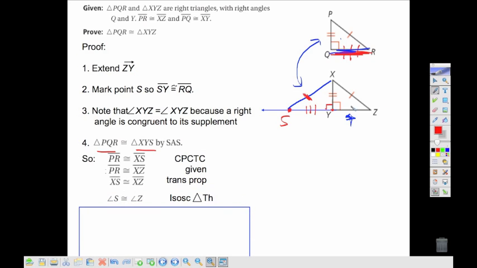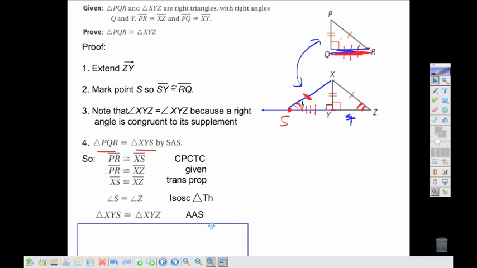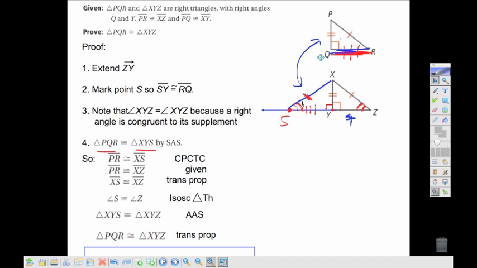Our next step then, we look at the base angles here. Right now we still just have two sides and an angle here, but now we're getting another angle here, because we can say that these two are congruent because I now have an isosceles triangle. So they're saying S is congruent to Z because of the isosceles triangle theorem. We can now note that this triangle XYS, the one that we created, is congruent to XYZ by angle, angle, side. And then that will also give us, with the original one, since these two are congruent and these two are congruent, we can loop back around and get PQR congruent to XYZ. So the congruence of triangles is also transitive.